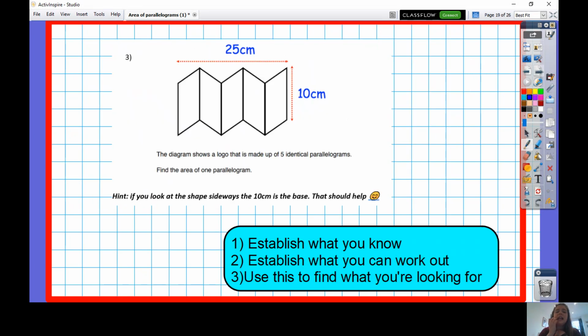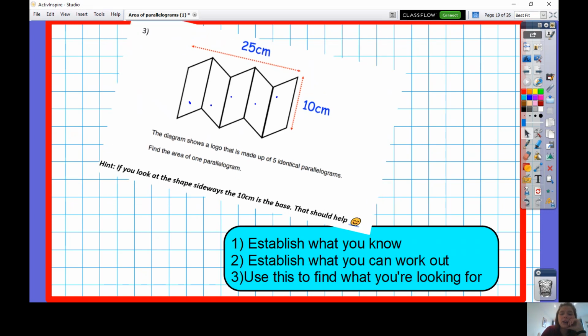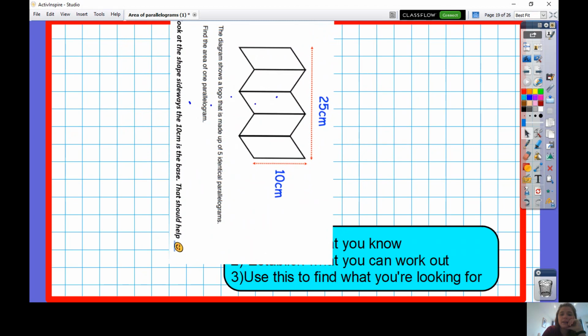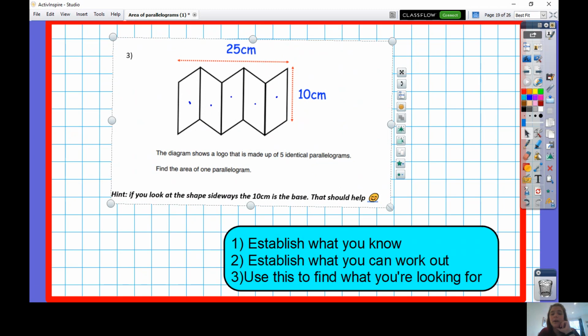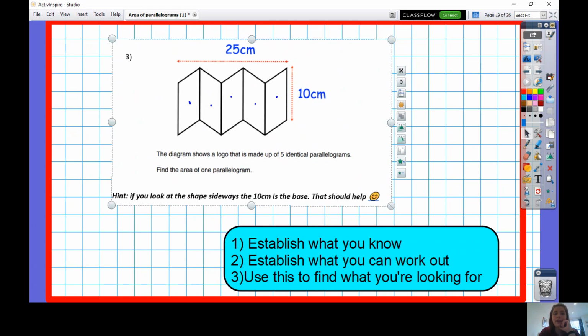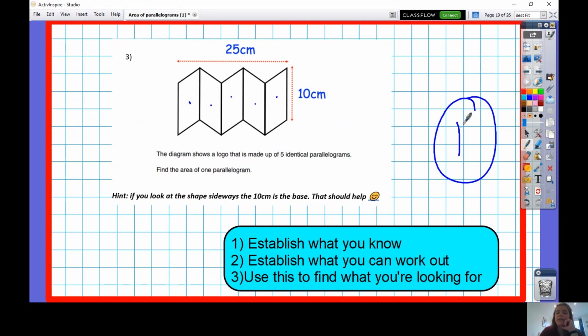Okay, they're starting to get a little bit trickier now, but I have given you some hints. Here you have a diagram that shows a logo made up of 5 identical parallelograms. You're asked to find the area of just one parallelogram. You have all the information that's needed, but it's about working out what needs to be done. I've given you a little hint, and that is look at the shape sideways, by which I mean turn it on its side and look at it like that. Have a go at this question. It is a bit trickier though, but you should all have a go at least. You don't know if it's too hard for you until you've tried it. So pause the video and have a go at this question.